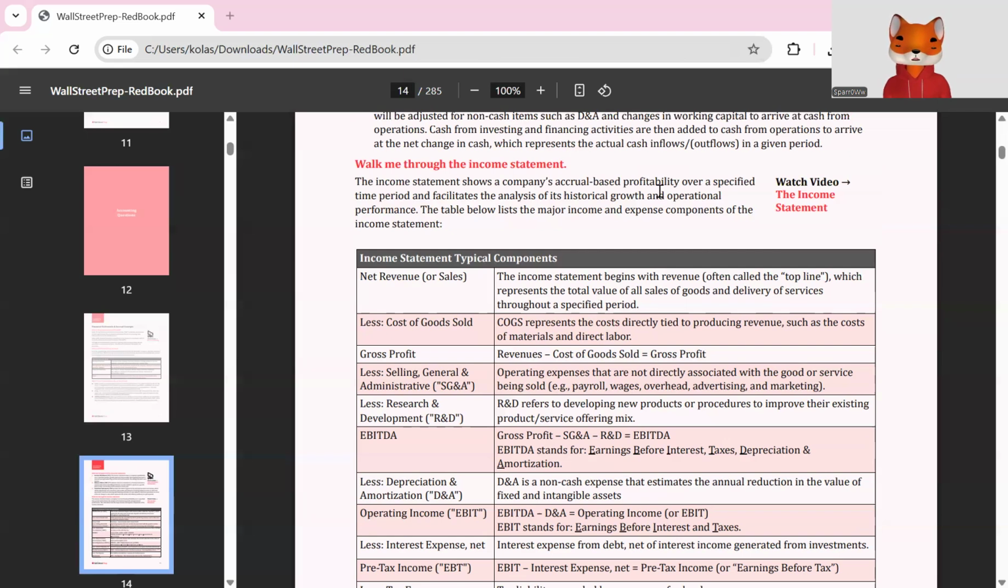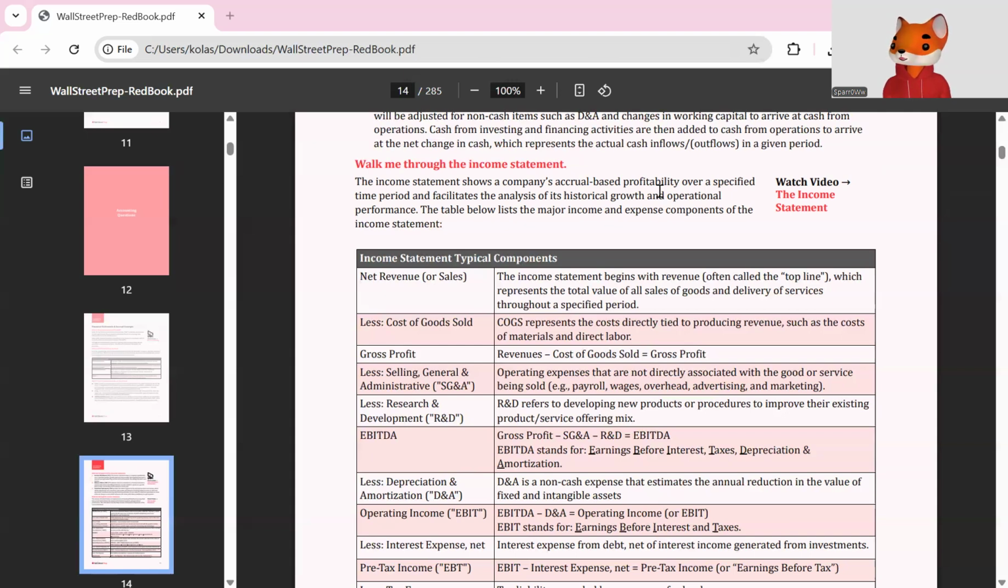Less selling, general and administrative expenses. These are the operating expenses that are not directly associated with goods or services being sold, for example, payroll, wages, overheads, advertising, and marketing expense. Less research and development expense. Research and development refers to developing new products or procedures to improve the existing product or service offering mix.